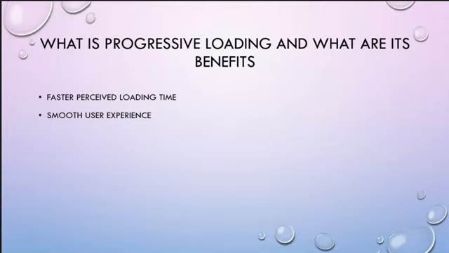So the image will start loading, but it will start with a lower quality. So the user can see what is there, although the image is not fully loaded to its maximum pixels, but the user can see it. And then the smooth user experience. Images load progressively, reducing the appearance of jarring content shifts.